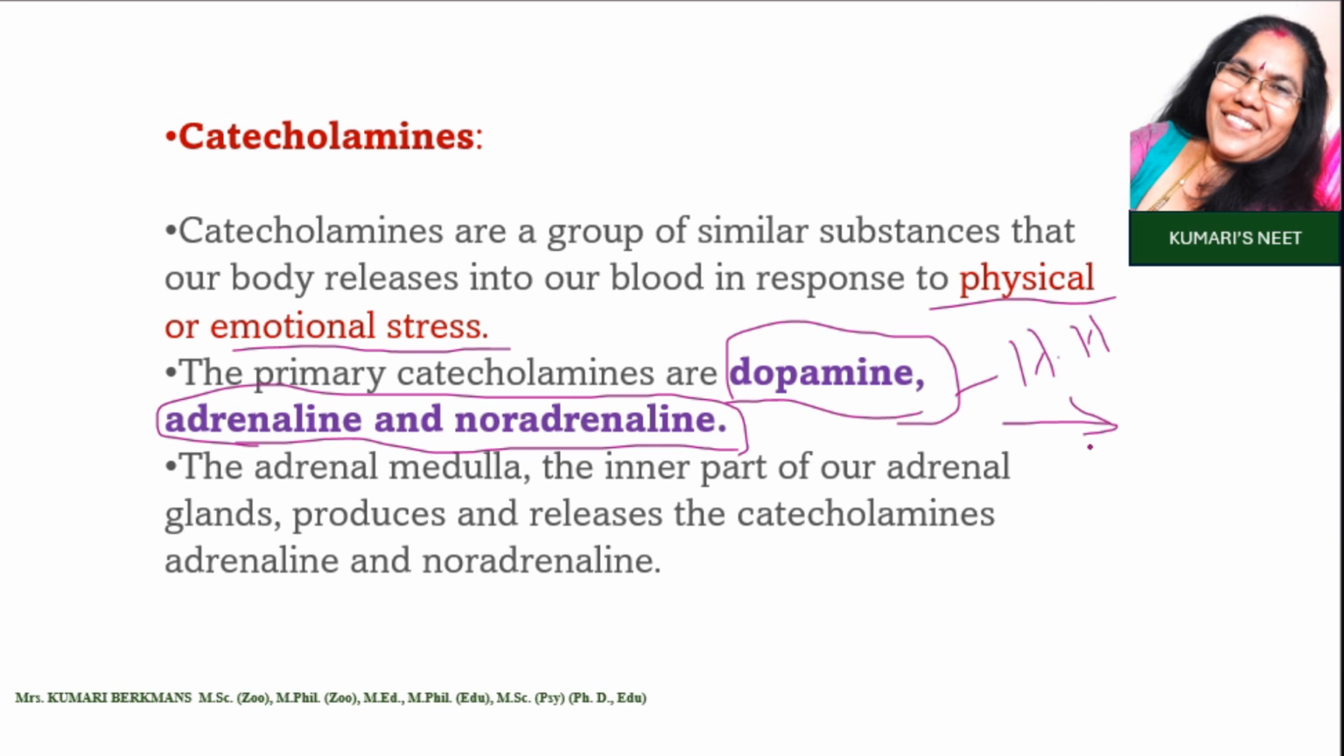Okay, and the adrenal medulla, the inner part of the adrenal glands, produces and releases the catecholamines. This already we have seen, isn't it? The medulla is secreting the catecholamines. What are the catecholamines? Only these two, adrenaline and noradrenaline. Dopamine is secreted by the gland which is present in the brain, isn't it?